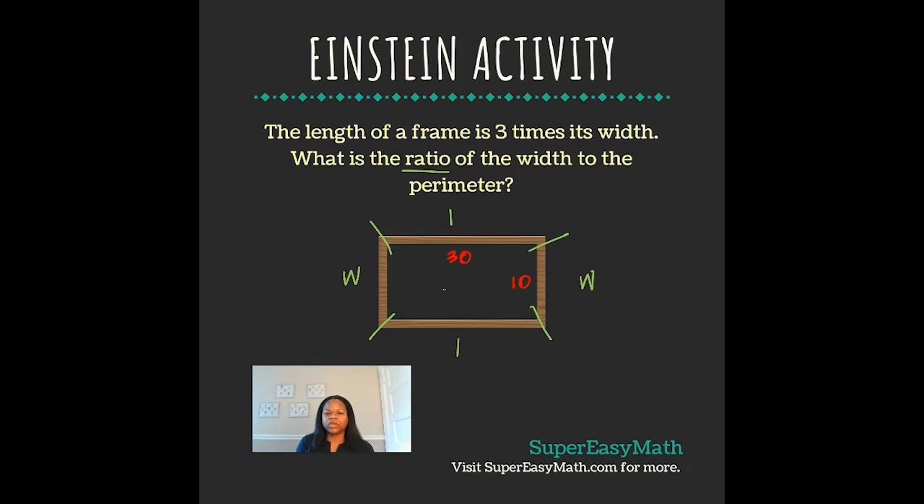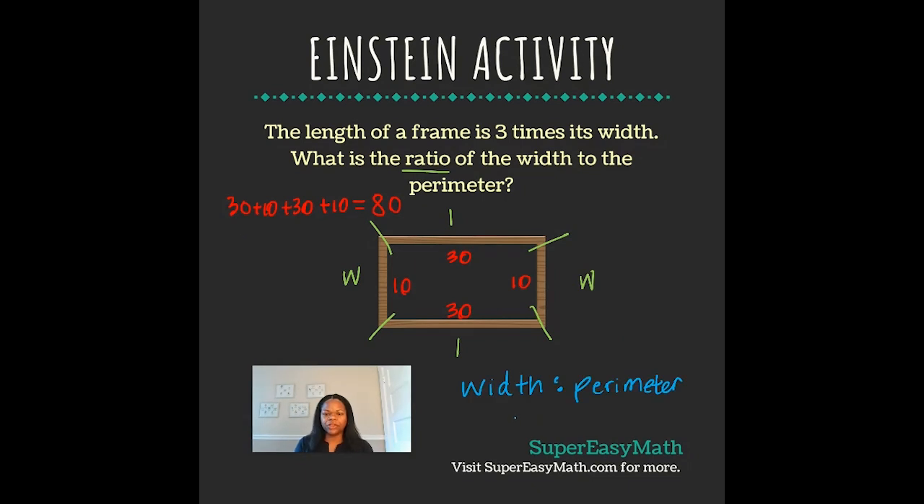Now, to answer the question, the problem asks, what is the ratio of the width to the perimeter? In order to calculate the perimeter, you need to add up all of the sides. So that means I need to remember that this is 30 and this is 10. And then I add up all of these numbers. So it's 30 plus 10 plus 30 plus 10, and you get 80. So 80 is the perimeter and the width is 10.